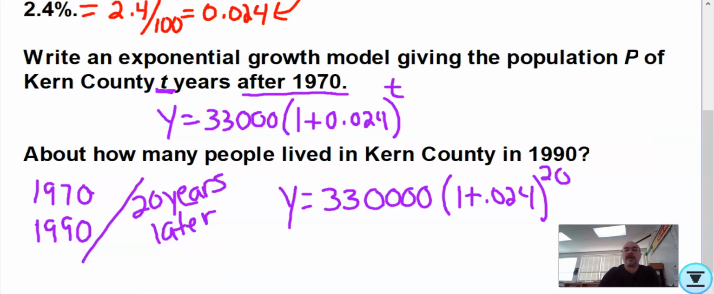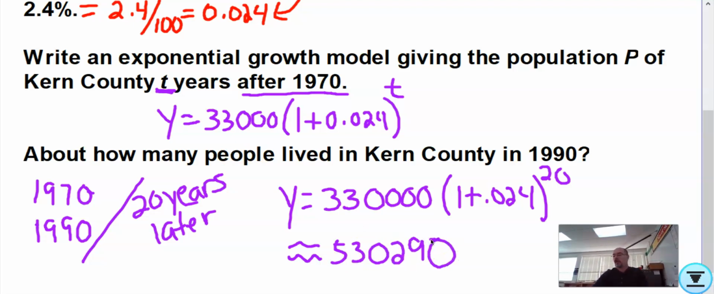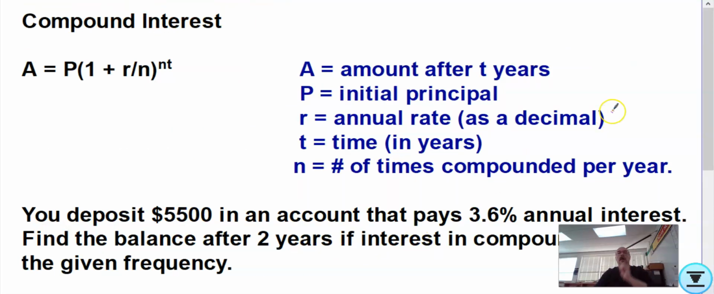530,290, because we can't have part of a person. So approximately 530,290. Okay, pretty straightforward on that. Rewatch it if you need to. All right, let's see what else we've got. I think we got one more.